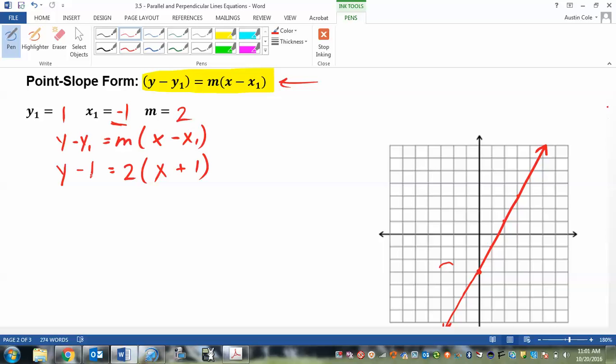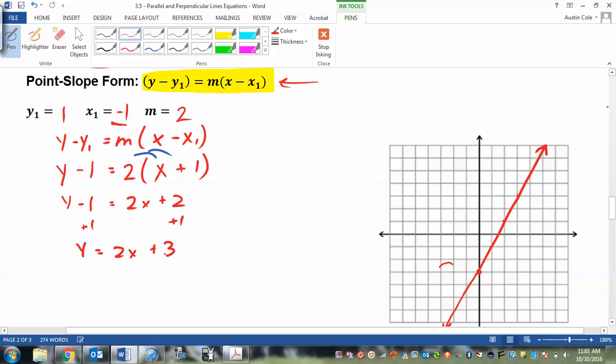Before we add 1, let's distribute the 2. So I'm going to have y minus 1 on the left equals 2x plus 2. And then we can go ahead and add the 1 over. And I get y equals 2x plus 3.